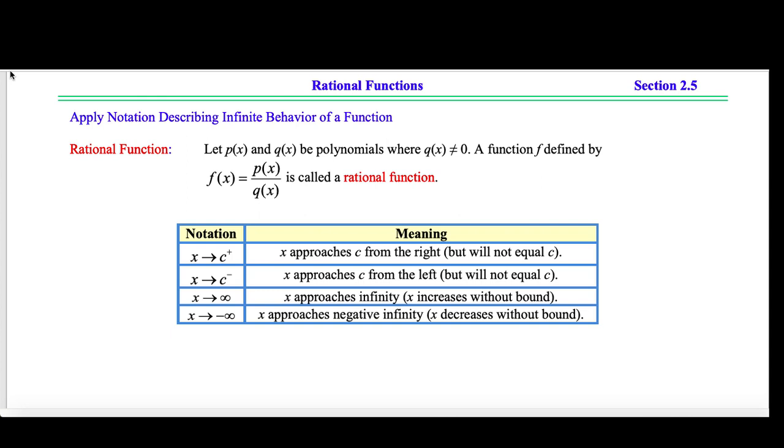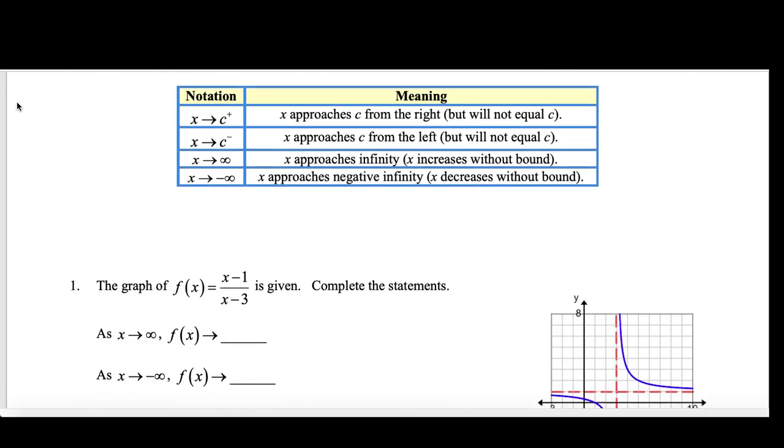As x approaches c minus, that means x approaches c from the left, right? So x is a value that's smaller than c, and it gets closer and closer to c, but never quite equals it. And then x approaches infinity, x with the arrow and the infinity sign. This means that x increases without bound. It just gets bigger and bigger. And then the x arrow with a negative infinity simply means that x decreases without bound. It gets smaller and smaller without ever stopping. So the reason why this notation is important is because it helps us describe asymptotic behavior.